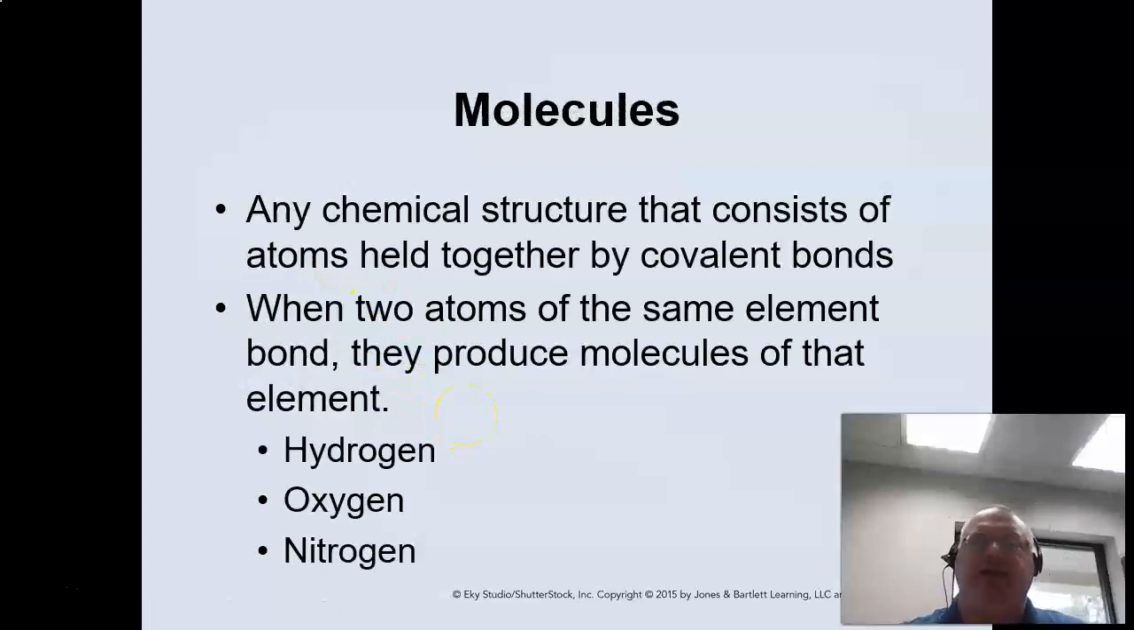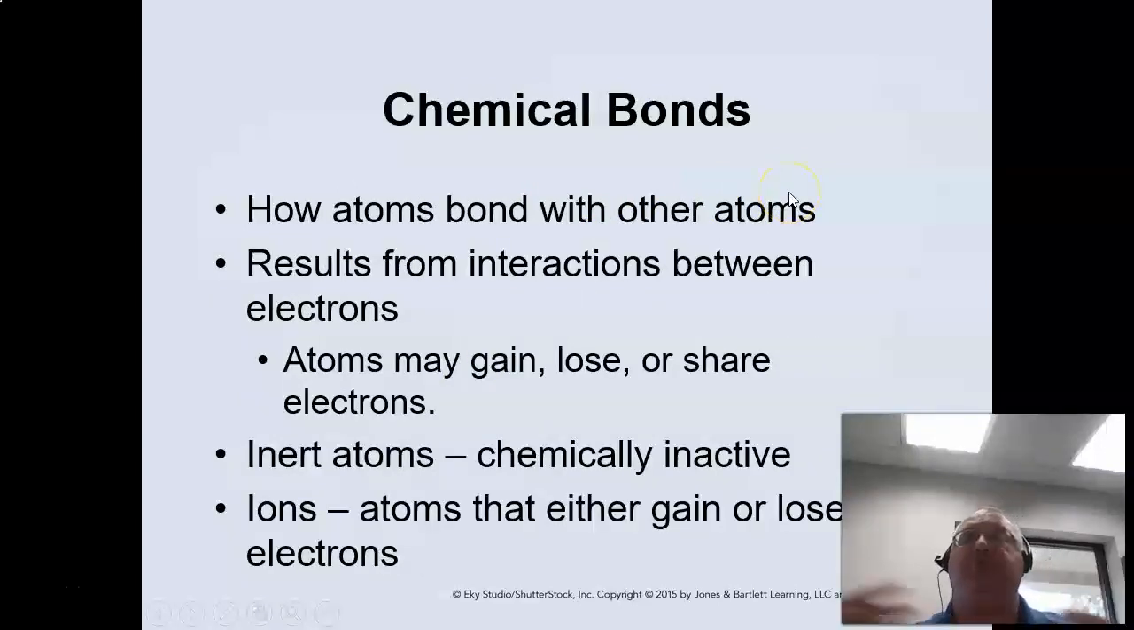Now, molecules are any chemical structures that consist of atoms held together by bonds, or covalent bonds, okay? So again, two atoms of the same element can bond and produce a molecule of the element. So again, hydrogens can do it, oxygens can do it. Again, O2 is a stable gas. And again, it shares 2 electrons from each of them. Same thing with nitrogen. So they're able to have that.